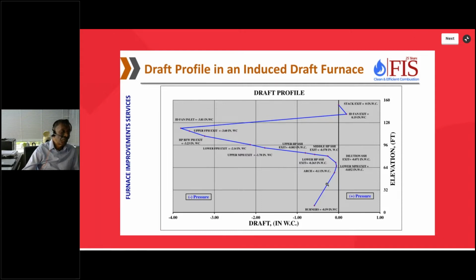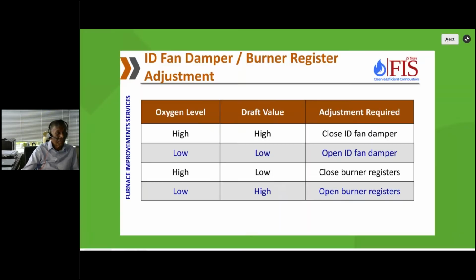And this shows you a draft profile. This is at the burners, this is at the arch, all negative, and then these are all the pressure drops in the convection section. Then we have an ID fan which provides the required draft, and then it sends it to the stack. This is a simple guideline based on the ID fan damper and burner register. If your O2 is high and draft is high, close the ID fan damper. If your O2 is high and draft is low, close the burner register. So it's a very simple guideline for you.